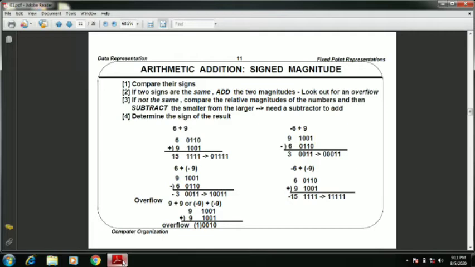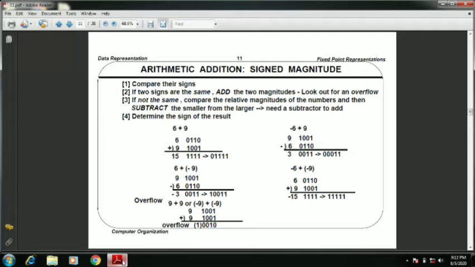In second example, minus 6 plus 9, here the signs are different, so you subtract the smaller magnitude from the larger. The smaller number is 6, the larger number is 9. So 9 is binary 1001, 6 is 0110. You subtract: 1 minus 0 is 1, 0 minus 1 is 1 with borrow 1, then 1 minus 1 is 0, then 0 minus 0 is 0. So finally we get the answer 0011, which is 3.